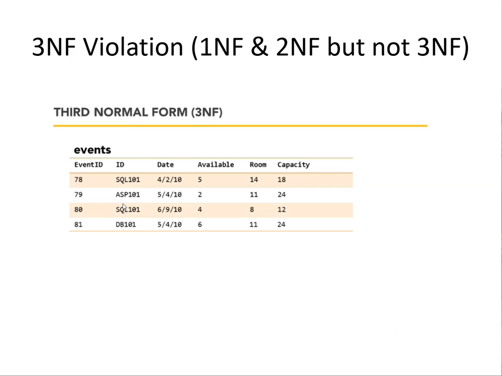Here's a table that's in first and second normal forms. We can see it's in first normal form. It's got the primary key. Each field is divided up into its atomic form. We cannot break down any of these columns any further. There is no partial dependency on the primary key, so we're in second normal form. But we have a problem between room and capacity.